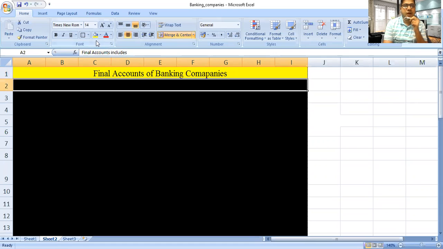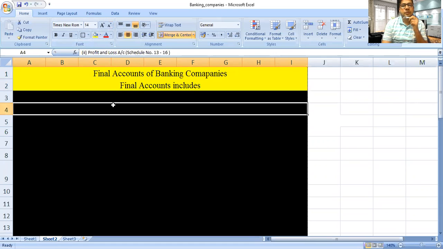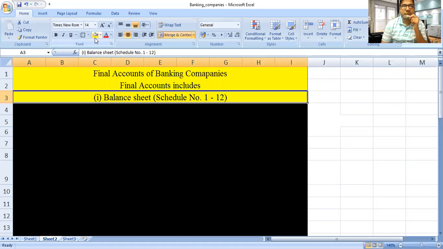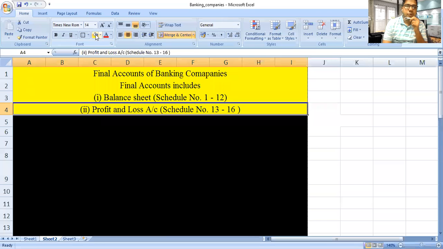Now, this final account includes, number one, the balance sheet. In the balance sheet there are a total of 12 schedules, and one more part is the profit and loss account, which has four parts: schedules number 13, 14, 15, and 16. The balance sheet is schedules 1 to 12 and the profit and loss account is 13 to 16. So if you know these schedules 1 to 16, you can easily understand the final account.